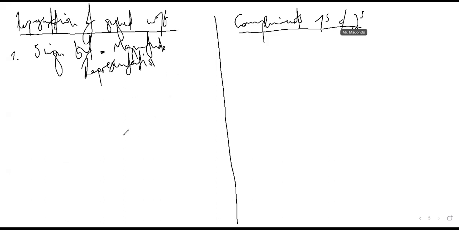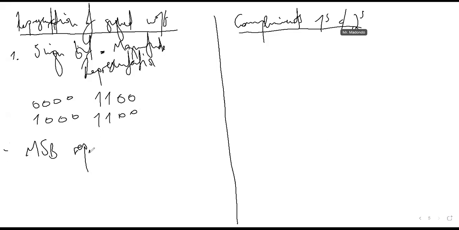Basically, if you have a binary number, for example, 0 0 0 0 1 1 0 0. We have two examples here. Let me give another one: 1 0 0 0 1 1 0 0. We have two numbers here. The most significant bit of these two numbers will represent the sign.